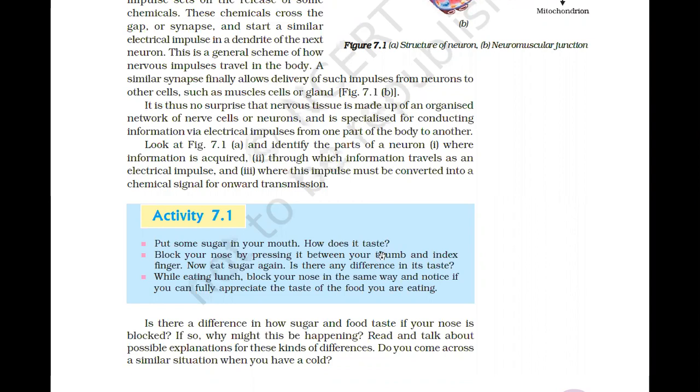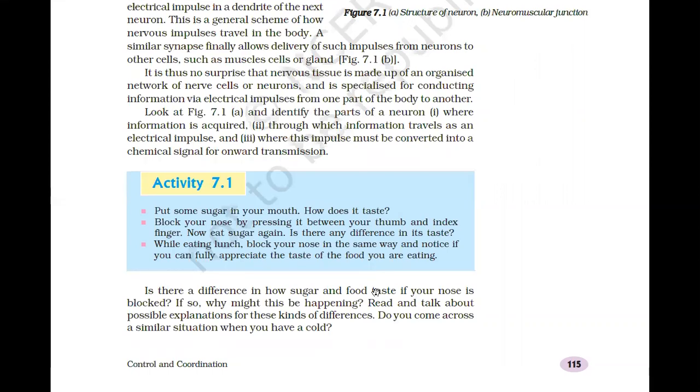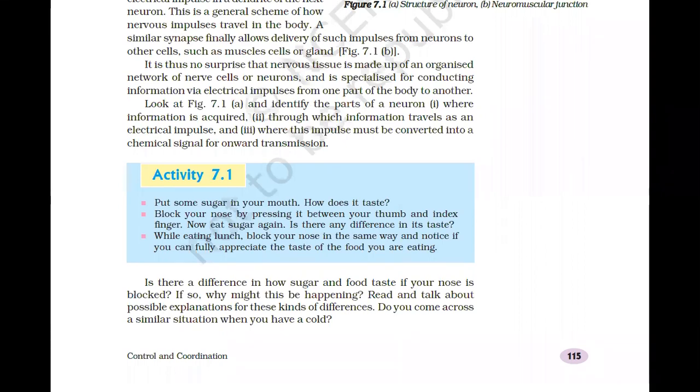Activity 7.1. Put some sugar in your mouth. How does it taste? Block your nose by pressing it between your thumb and index finger. Now eat sugar again. Is there any difference in its taste? While eating lunch, block your nose in the same way and notice if you can fully appreciate the taste of the food you are eating. Is there a difference in how sugar and food taste if your nose is blocked? If so, why might this be happening?